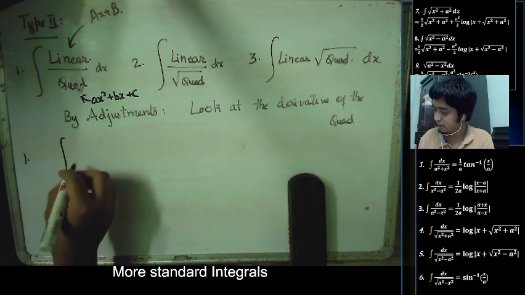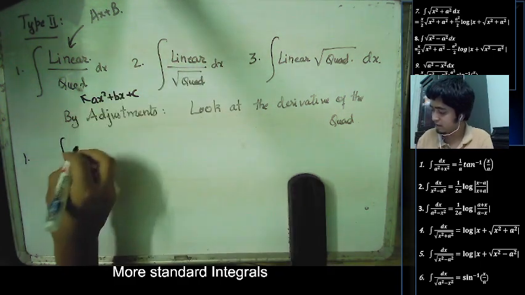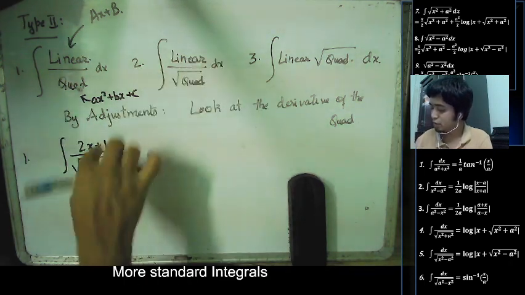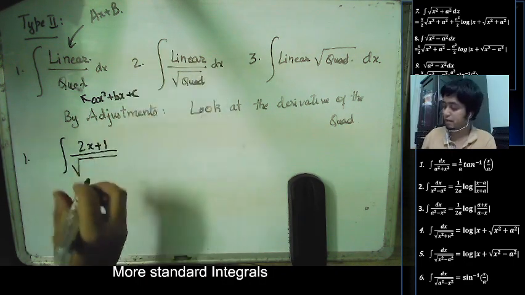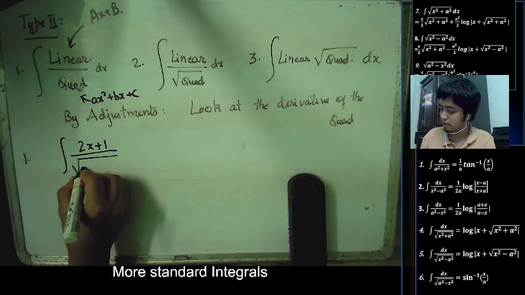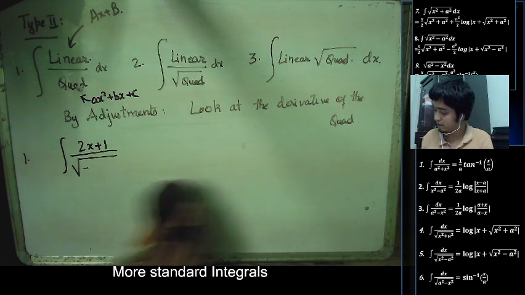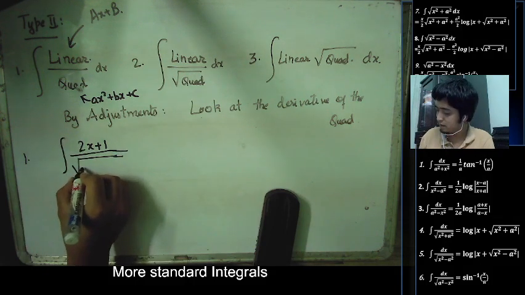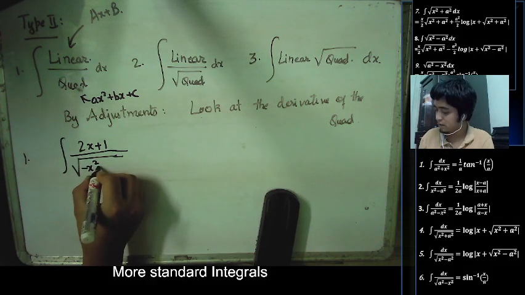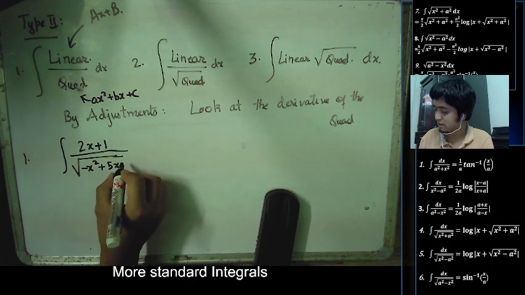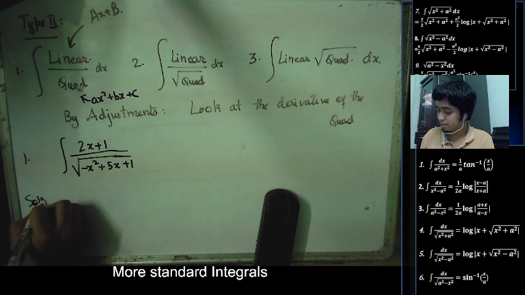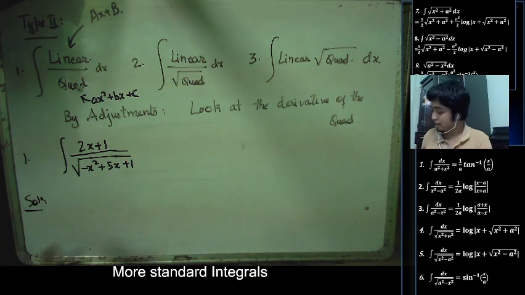I will write linear. Let us make it simple, 2x plus 1. So this is a linear polynomial divided by a root quadratic. Let us make it a minus sign: minus x squared plus 5x plus 1. Okay, so let's see. How exactly will we do it? Again, the quadratic.